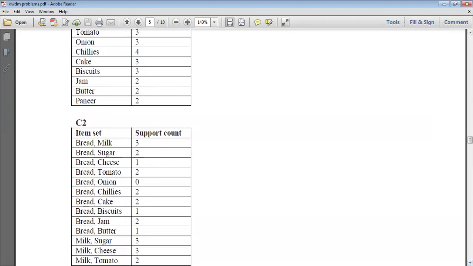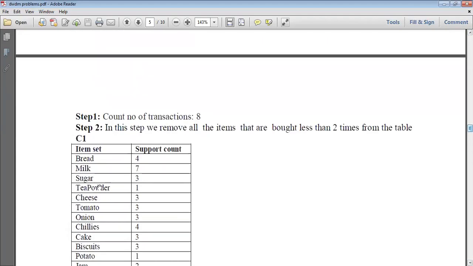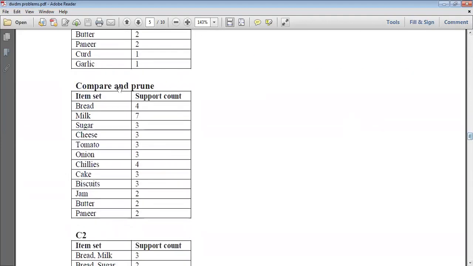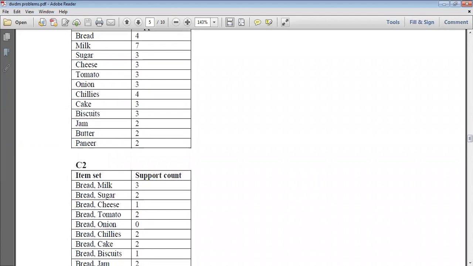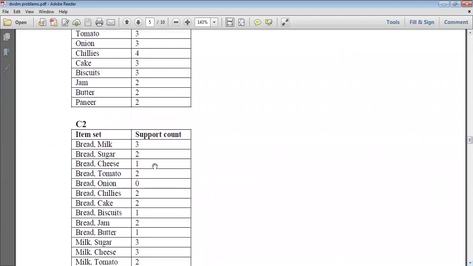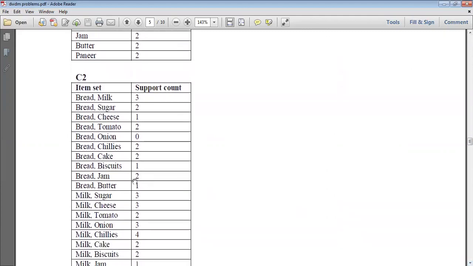Now, instead of only one item, we have to consider a group of 2 items. The first item to consider is bread: bread and milk. How many times were they purchased? Bread and milk were purchased 3 times, bread and sugar 2 times, bread and cheese 1 time, bread and tomato 2 times. Like this, you generate the candidates in C2. Bread and jam 2, bread and butter 1 time, milk and sugar 3 times, milk and cheese 3 times.